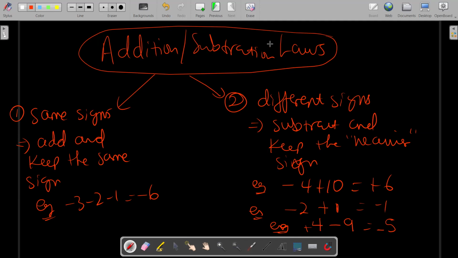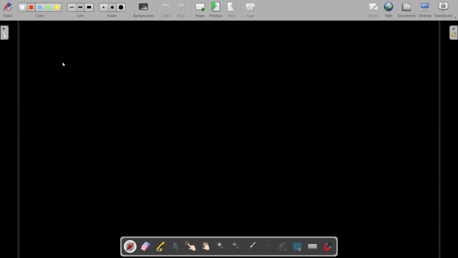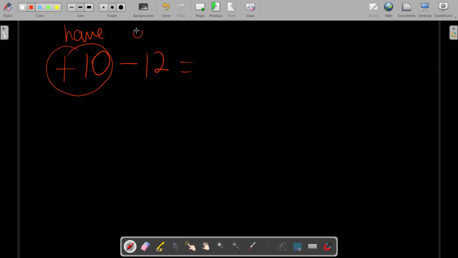You can explain using anything, right? You can tell them, if I have $10 and I owe the bank $12, calculate the final balance. I have $10, so I put a positive here, but I owe the shopkeeper $12. Final balance. Well, different signs here, you're going to subtract and keep the bigger sign. So 12 take away 10 is 2. And you need to put a negative there to show that you're still owing $2, right? So you could still talk in terms of having and owing. That's one way to look at it.